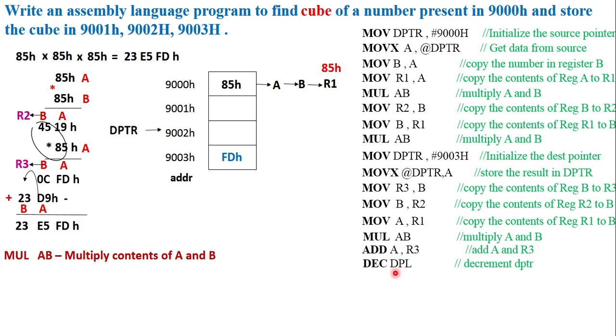So 9003 becomes 9002. Now we can store the contents of accumulator, that is E5, into 9002 using the MOVX instruction. So the instruction is MOVX @DPTR, A. After this instruction, E5 is stored at 9002H. Now that we've completed the first addition, we need to perform one last addition.